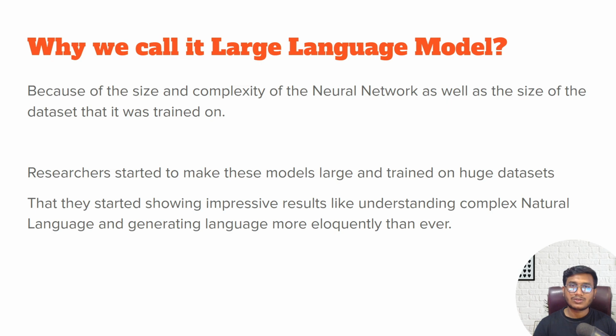So this transfer learning makes generative AI so powerful, because they are training these kinds of complex neural networks with a massive amount of data. As you can see, researchers started to make these models large and trained on huge data sets, and they started showing impressive results, like understanding complex natural language and generating language more eloquently than ever. This is the main idea. That's why we call it a large language model.